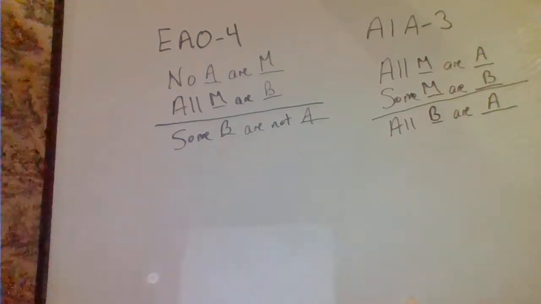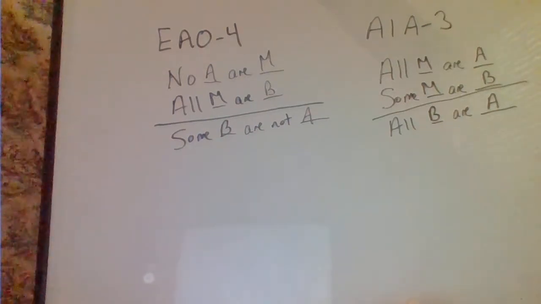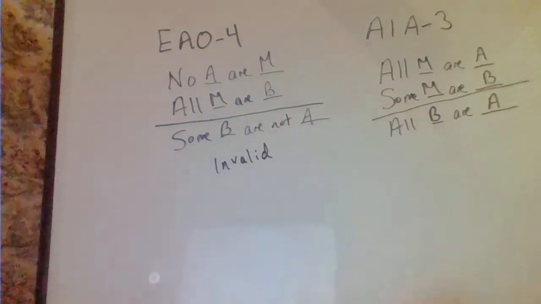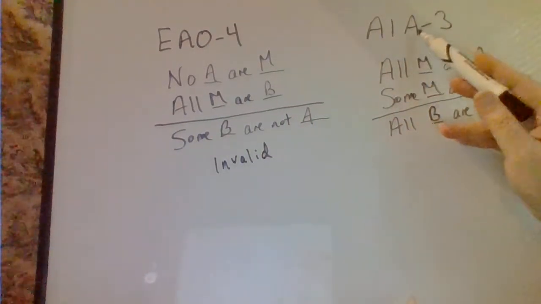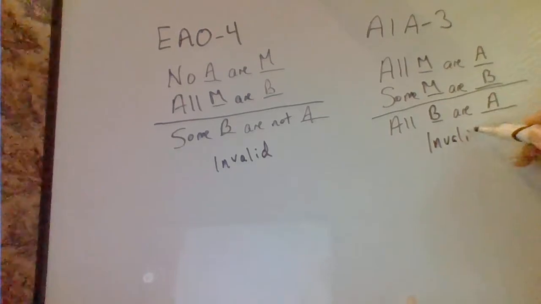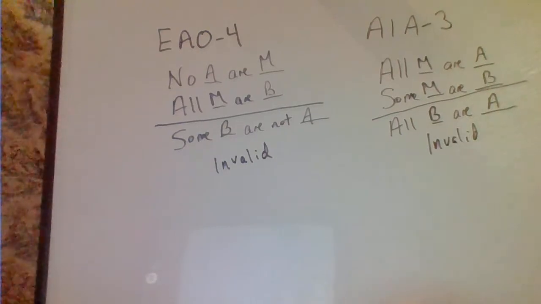Incidentally, if we wanted to test these for validity, we would find EAO figure 4. If you look under figure 4, there is no word that has EAO in it. So because it's not on the list, we know that this one's invalid. And over here we have AIA3. Under third figure, AIA, nope, it's not on the list either. So both of those that I made up are invalid simply because there's not a word on the list that has those basic forms.